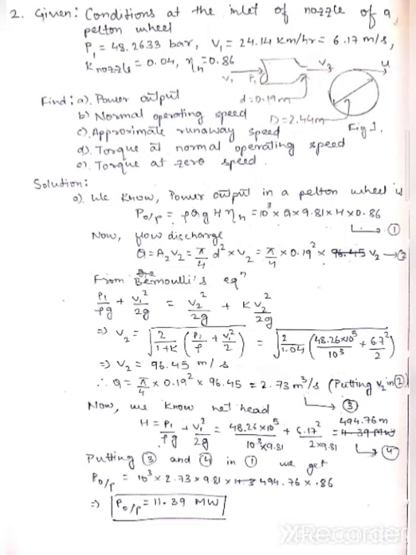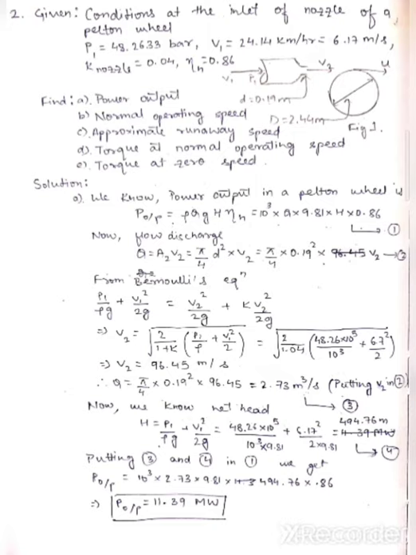By rearranging this Bernoulli equation, we will be able to find V2, which is equal to root over 2 divided by 1 plus k into the whole of P1 by rho plus V1 square by 2. We know all these values and we got V2 to be equal to 96.45 meter per second. Now putting this V2 in equation 2, we can get Q to be equal to 2.73 meter cube per second.